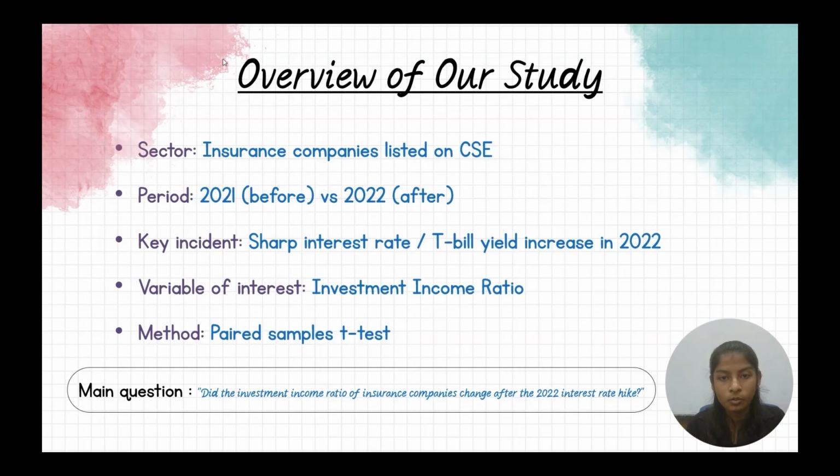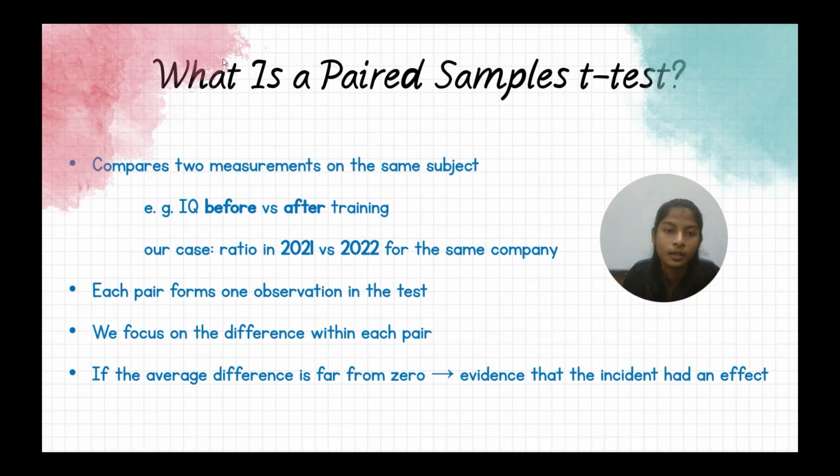The major economic event considered is the sharp increase in interest rates and treasury bill yields in 2022. The key variable we analyze is the investment income ratio, and our objective is to see whether this ratio changed after the interest rate hike.